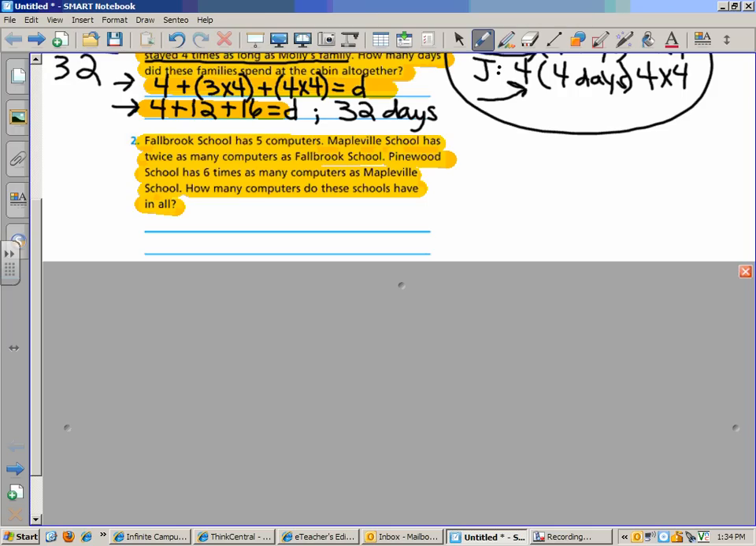So what we want to do is maybe organize our information on the side. We have Fallbrook School, we have Maplewood School, and then we have Pinewood School. We want to figure out how many computers each has, and then we're going to combine those, because the last question, remember, is the important one: how many in all. Fallbrook School, right away, we already know they have 5 computers.